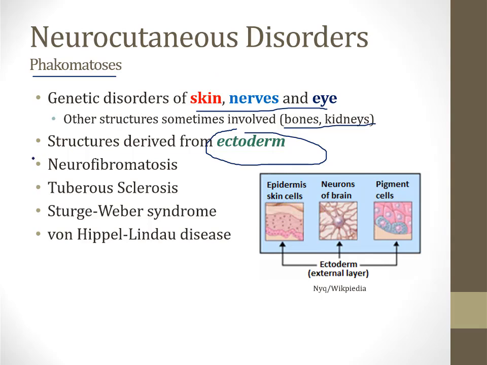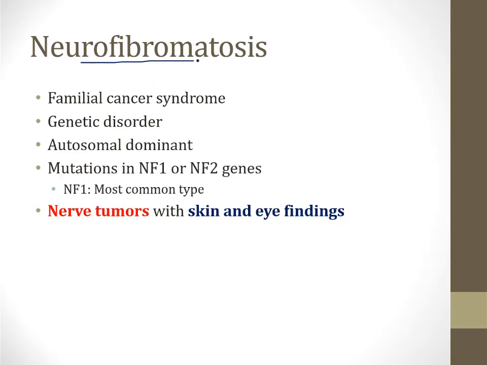So there are four of these disorders. They're all very rare, that you should know for Step 1, and we'll go through them all in the next few slides. We'll start by discussing neurofibromatosis, which is a familial cancer syndrome. It's a genetic disorder. It is autosomal dominant, and it involves mutations of two genes called NF1 or NF2, and they get their name because they're related to the disorder neurofibromatosis.